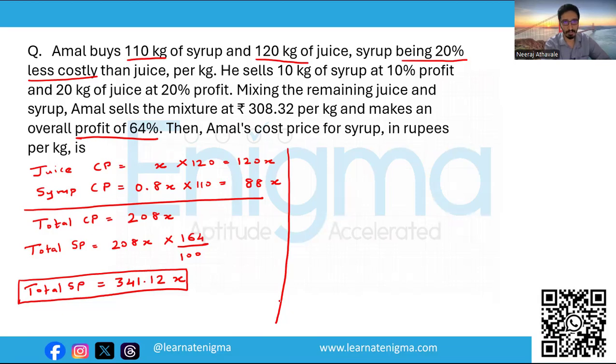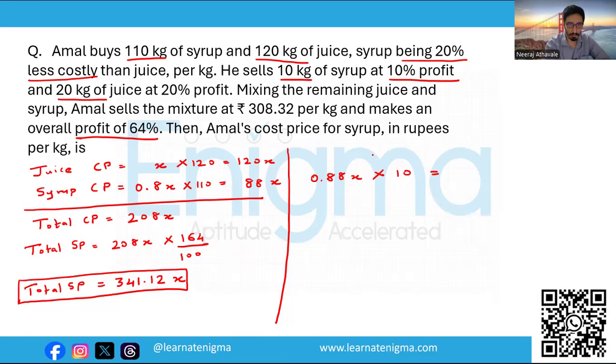Now, let's do in terms of all the data which is given further here. Okay. Now, it is given here that Amal sells 10 kgs of syrup at 10% profit. Now, syrup, we have assumed it at 0.8x cost price. So, therefore, 0.88x will be the selling price and he is selling 10 kgs. So, into 10.